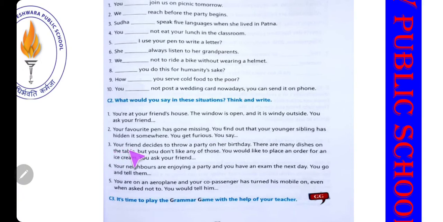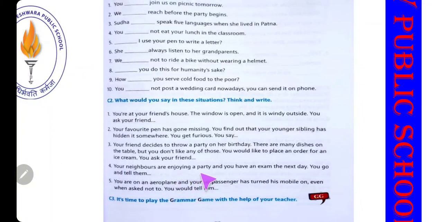Third one, your friend decides to throw a party on her birthday. There are many dishes on the table, but you don't like any of those. You would like to place an order for an ice cream. You ask your friend. So what happened? You are at your friend's birthday party, and whatever food items are kept on the table, you do not like any of them. So you feel like ordering ice cream. So what are you going to ask your friend? You are going to write that.